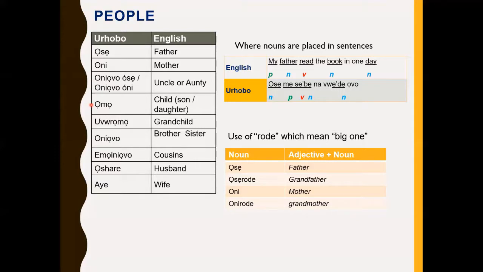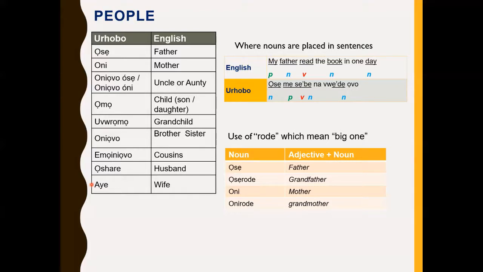Then omo, which is child. Again, this can be a girl child or a boy child, so son or daughter. We don't differentiate, just as in Urhobo there is no gender to it. Then urhobo, grandchild. Then onyovo, we saw this before, that is brother or sister. Imoinyovo, cousins. Oshari, husband. Aye, wife.